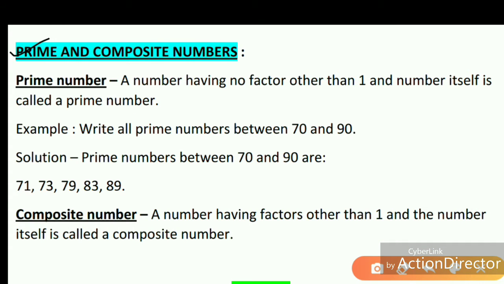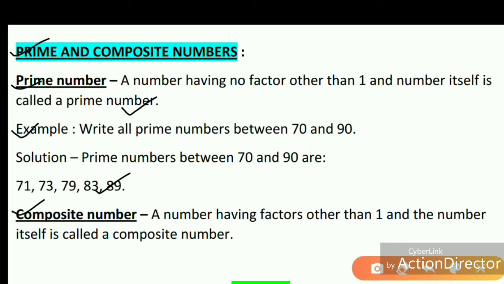Prime and composite numbers. Prime number: a number having no factor other than 1 and the number itself is called a prime number. Example, write all prime numbers between 70 and 90. So here we notice if a number has no other factor than 1, these types of numbers are called prime numbers. So the prime numbers between 70 and 90 are 71, 73, 79, 83 and 89.